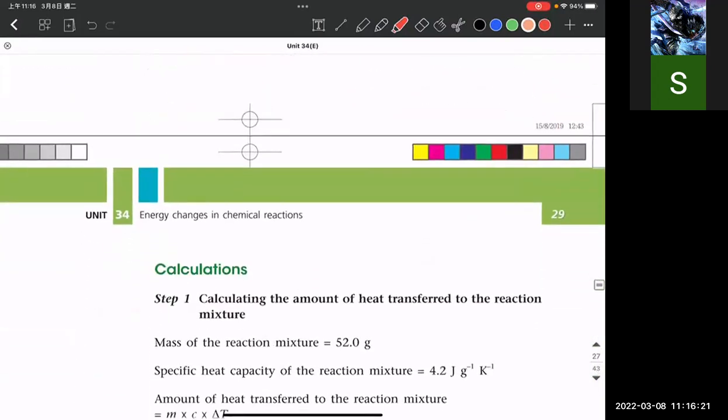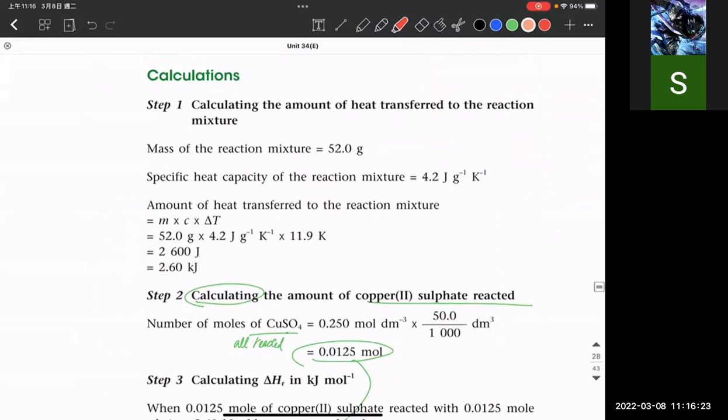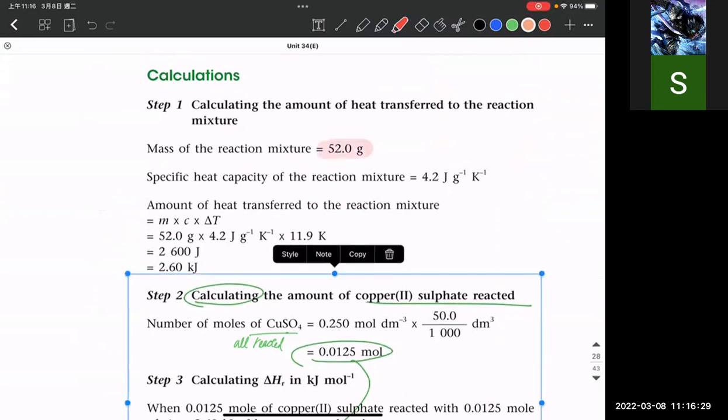And use this 11.9 degrees. So you are going to use mc delta T. So what is m? What is c? What is delta T? It's very strange. Can you see that? 52.0 gram. Why is it 52.0 gram? Isn't it 50? No. You are going to add 2 grams of zinc into your calculation as well.